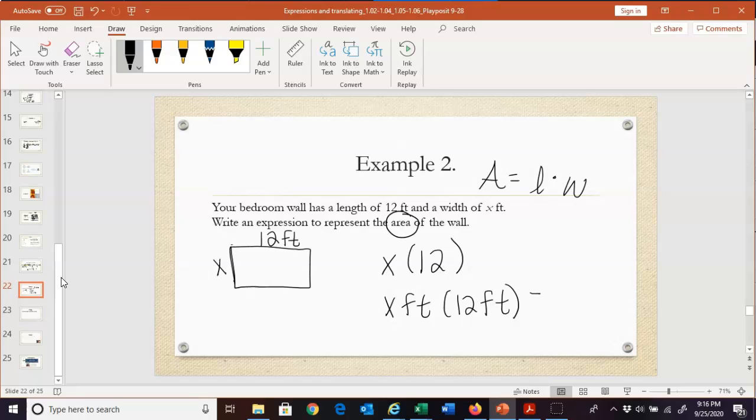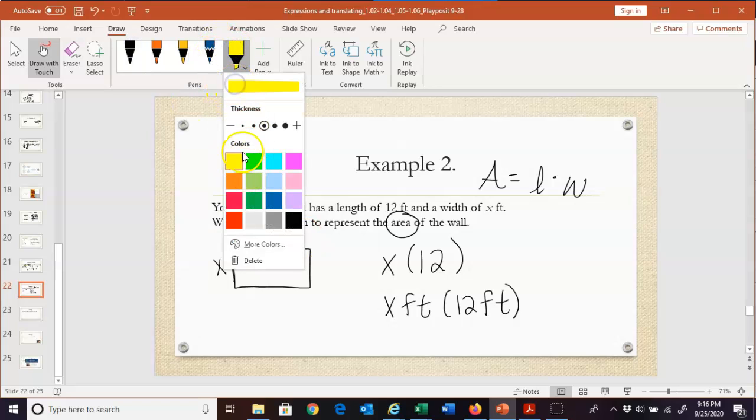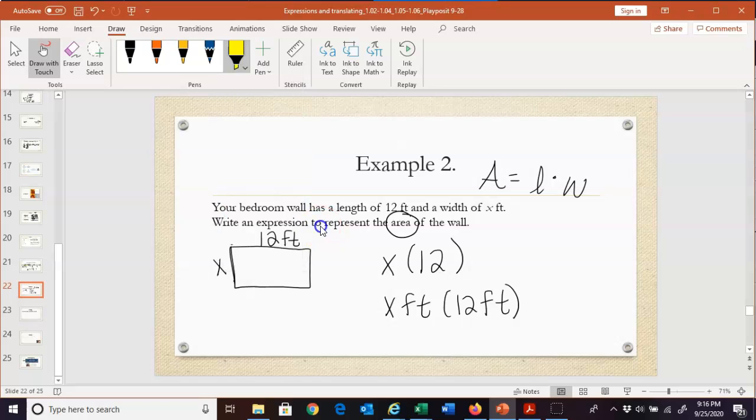And I'm going to leave off the equal sign because it told us to write an expression. So remember, an expression does not have an equal sign. Let me grab this yellow. Here we go. And that's it. There's our answer.